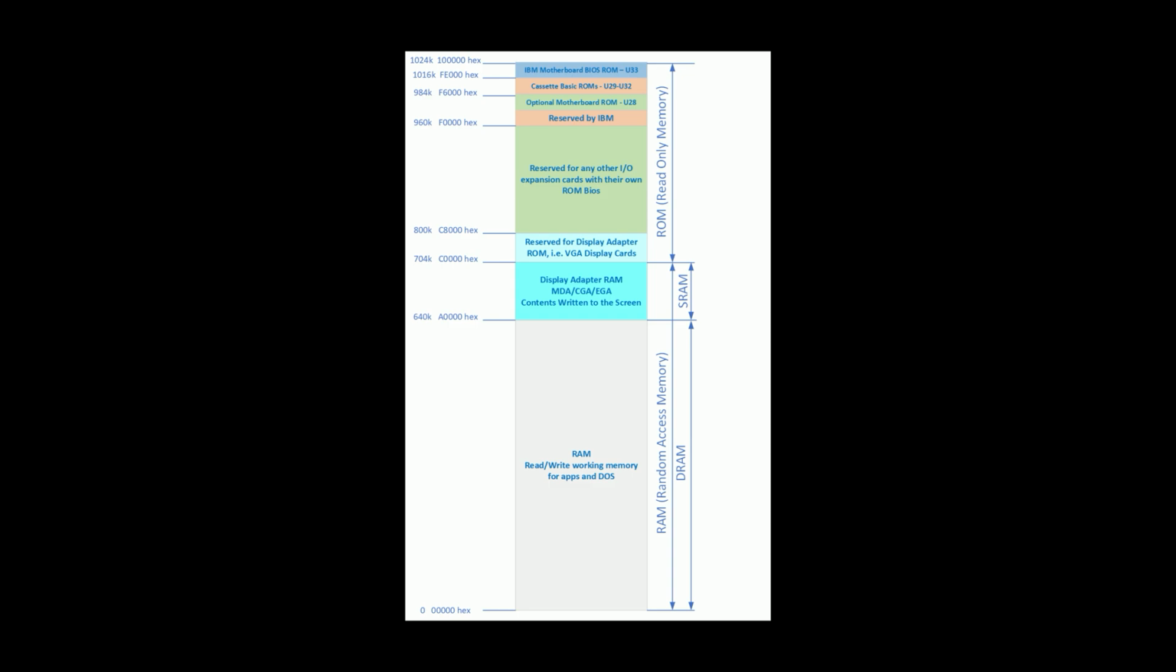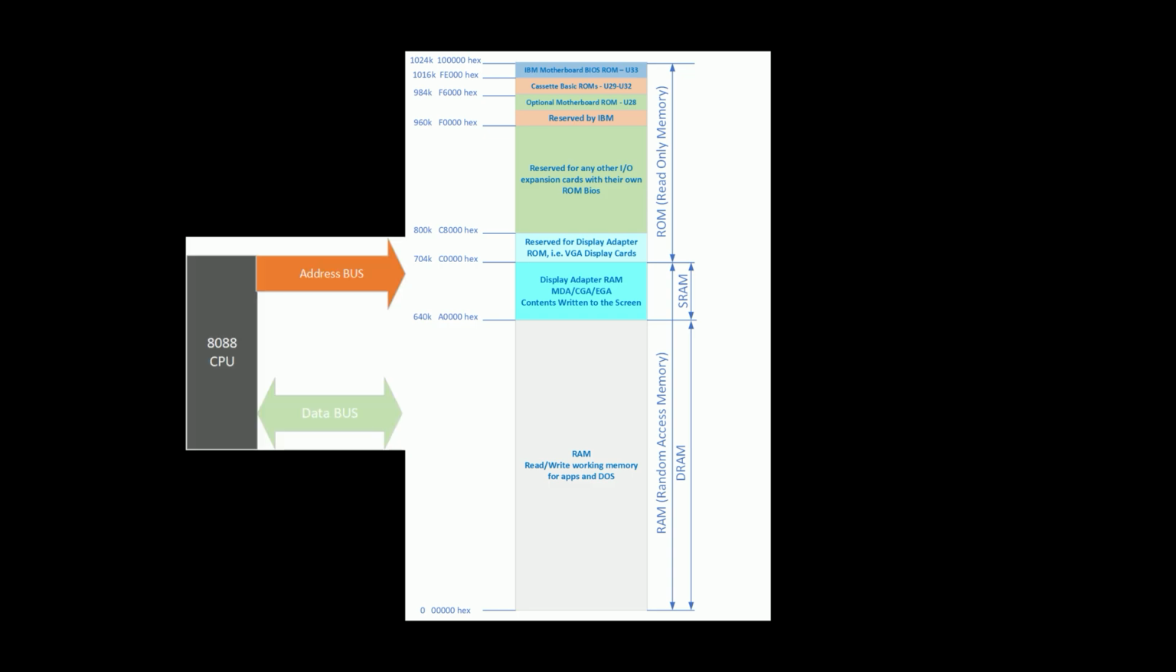In order to address memory locations, the 8088 CPU uses an address bus. So whenever it needs to read or write to any memory location within the 1 MB address space, it puts the address of that memory location on the address bus and uses memory read or memory write control lines to signal that it wants to read or write data in that memory location.